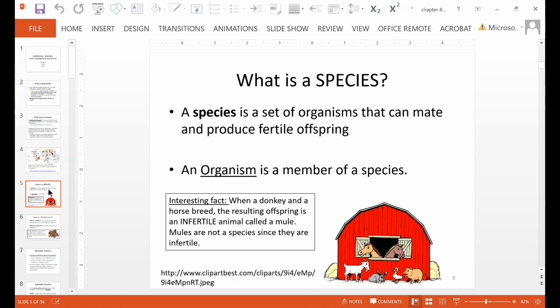So you cannot have two mules mate to come up with offspring of another mule. It is completely impossible for mules to have any offspring. Therefore, mules are not a species.